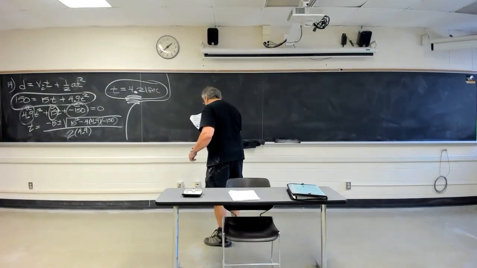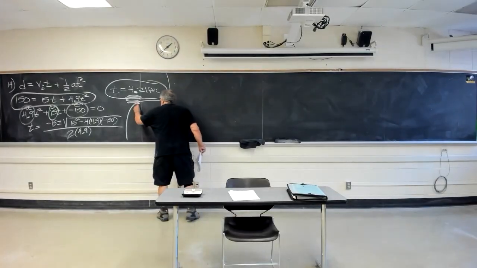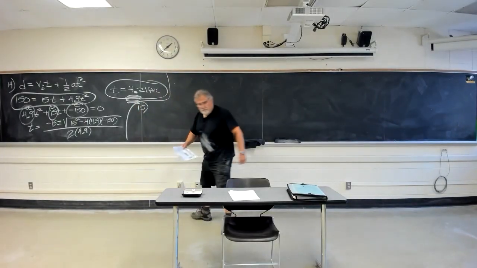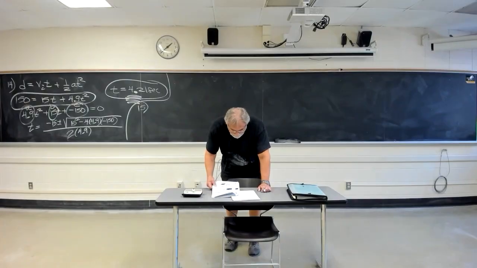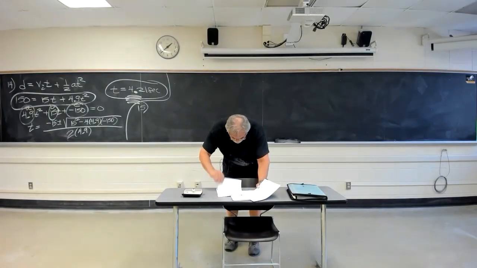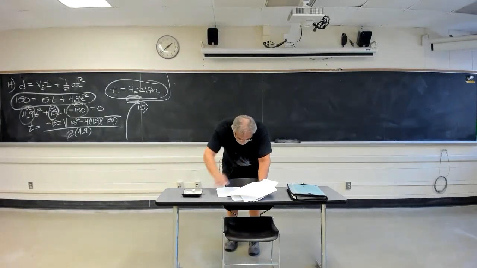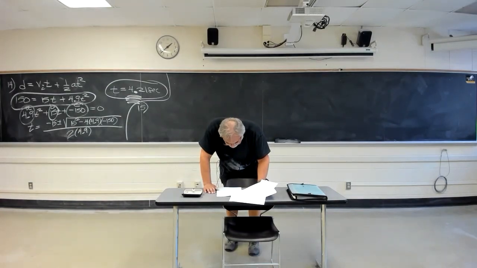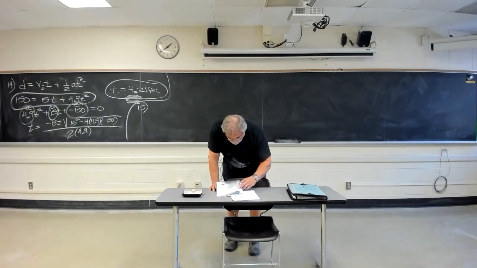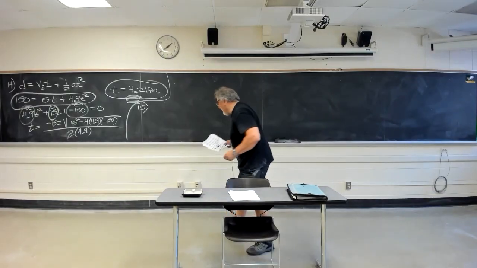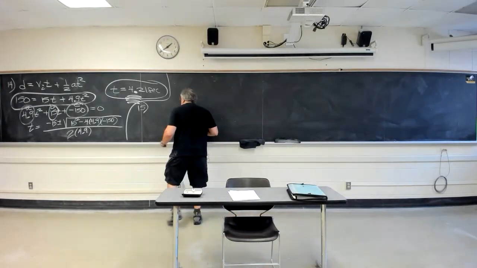That was 14. Go to 15. A rock is thrown downward from an unknown height above the ground with an initial speed of 20 meters per second. It strikes the ground 10 seconds later. Determine the initial height of the rock above the ground. Very, very similar argument.